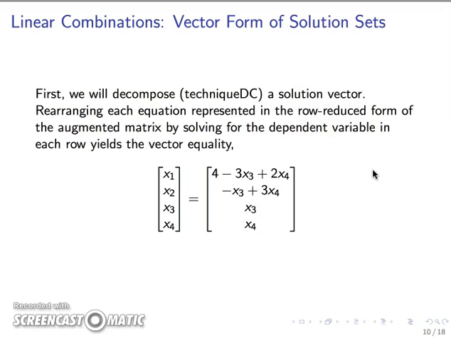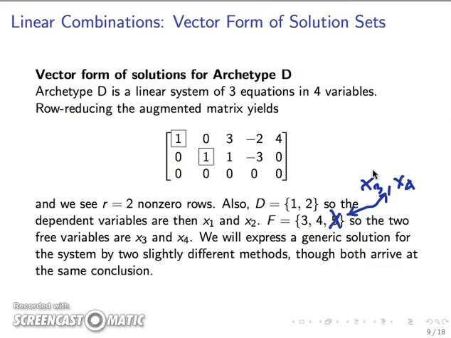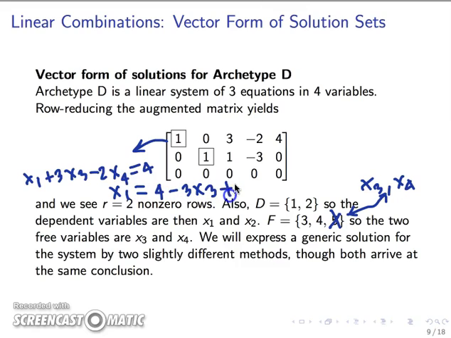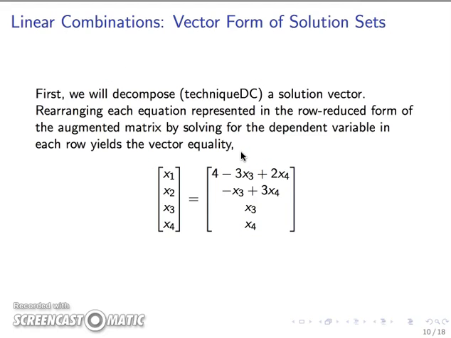And we do so by reading the information from the RREF, right? So we know how to translate the first row: this is telling us that x1 plus 0x2 plus 3x3 minus 2x4 equals 4. And so we can easily solve here for x1, and that gives us 4 minus 3x3 plus 2x4. And we can do something like that from the second row.